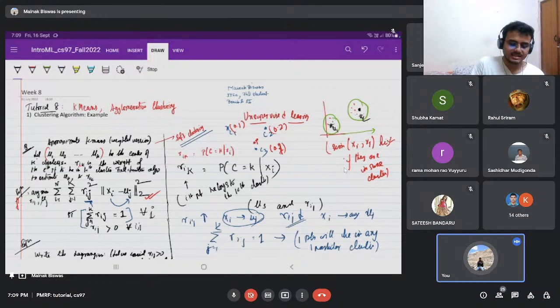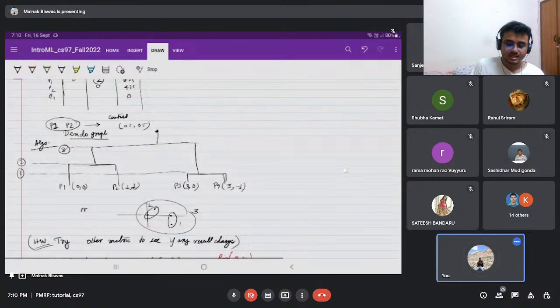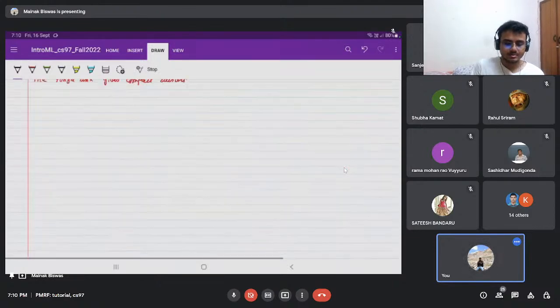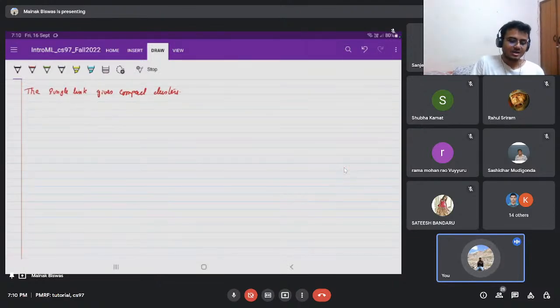The problem lies in the fact that these Rij's are constrained to sum to 1, right? The problem is the constraint on Rij: the Rij have to sum to 1. So let's see how to solve such a problem. We'll do a very nice undergrad level question to motivate this.